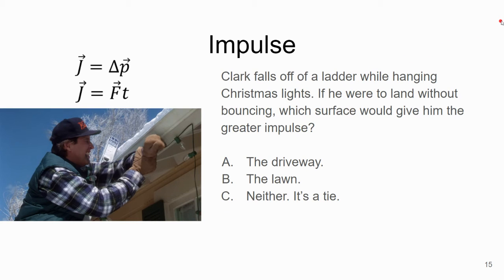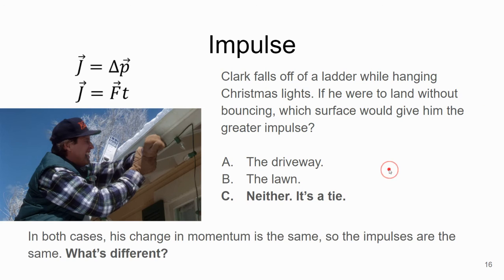So here's a still image from National Lampoon's Christmas Vacation. Clark is going to fall off of a ladder while he's hanging Christmas lights. He's going to land on the ground somehow. He's either going to land on the driveway or he's going to land on the lawn. So the question is, which surface is going to give him the greater impulse? And the answer is neither.